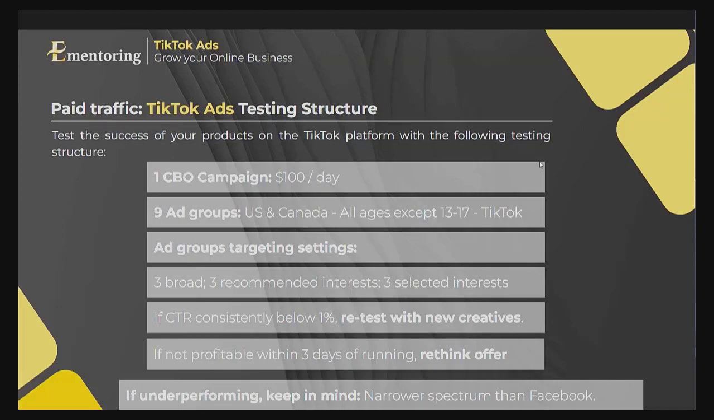Then just a little bit of analysis here. If your CTR is consistently below 1%, consider retesting with new creatives. That's not great, and you can definitely get better results if you improve your creatives. If you're not profitable within 3 days of running this structure, rethink your offer, because the match between your offer and your audience is probably not very good. Maybe your product is not a great product for the TikTok platform.